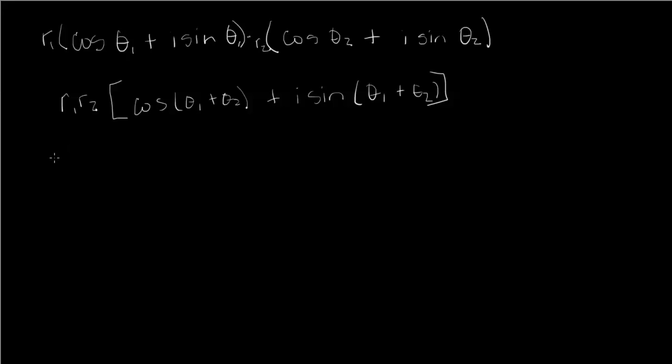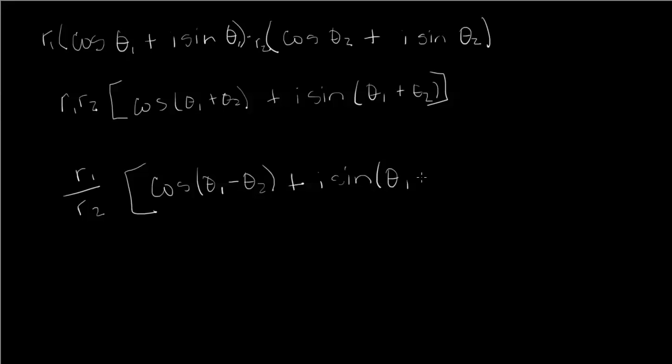And then we're going to learn to divide, which is just this same number divided by this number. And our formula for that looks like this: r1 divided by r2 multiplied times cosine theta 1 minus theta 2 plus i sine theta 1 minus theta 2.